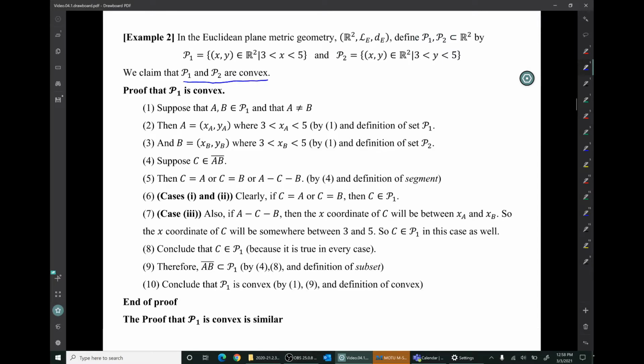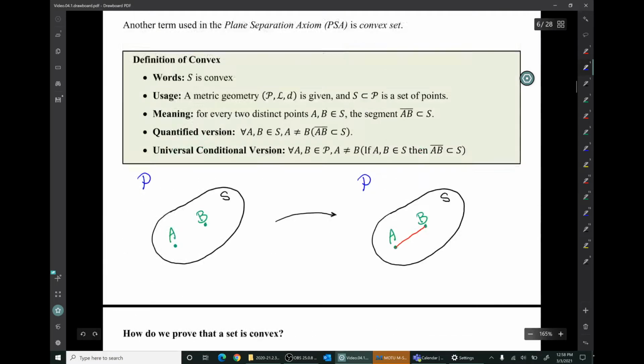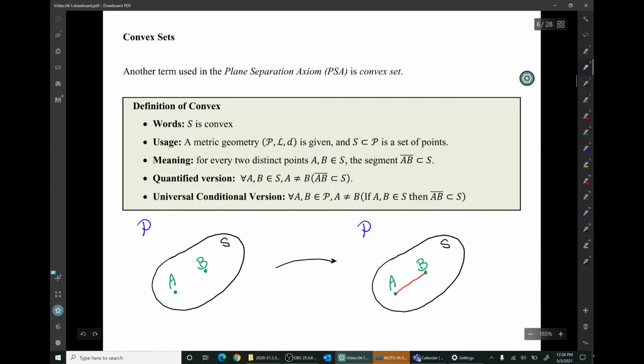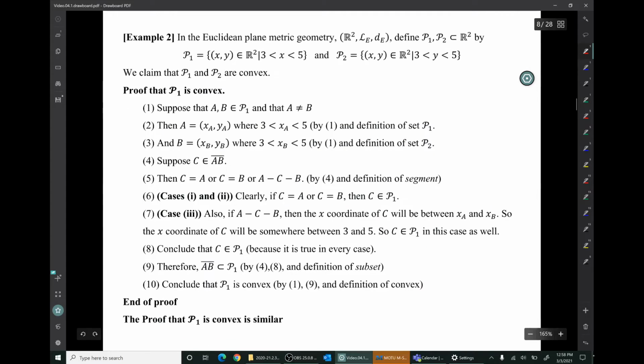So let's show that P1 is convex. Think about proof structure. To say that a set is convex means for any 2 points that are not equal to each other, if the 2 points are an element of the set, then the segment is a subset of the set. So our first statement of the proof should mention all of this stuff, and our final statement of the proof should be that. So look, there's the first statement of our proof. Suppose we have 2 points that are in set P1 and that are distinct points.